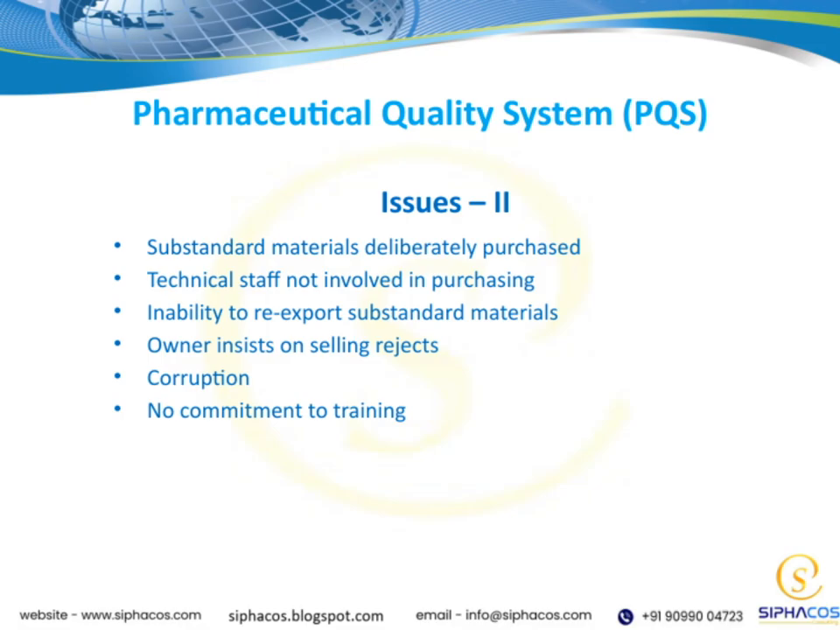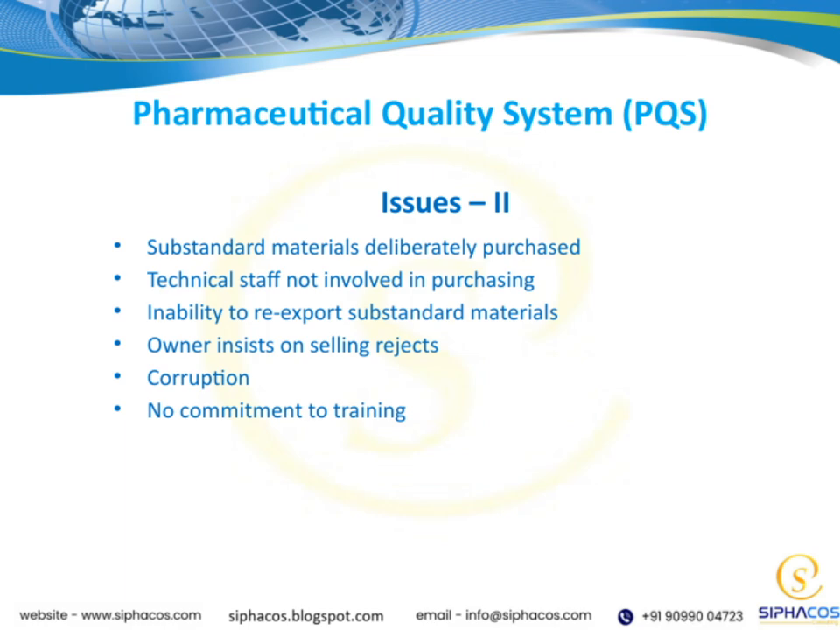First, there have been cases where substandard materials are deliberately purchased, which obviously compromises the quality of our final product. Additionally, technical staff are often not involved in the purchasing process, which can lead to decisions that don't fully consider technical specifications or quality standards. Another challenge is that we're sometimes unable to re-export substandard materials, meaning they end up being used or discarded locally, rather than being properly handled or returned.